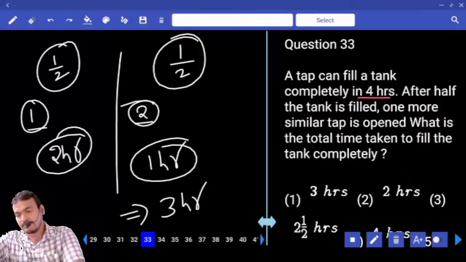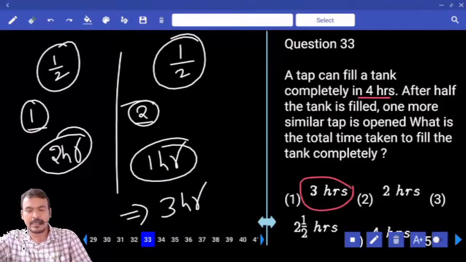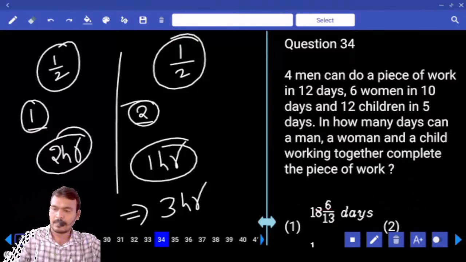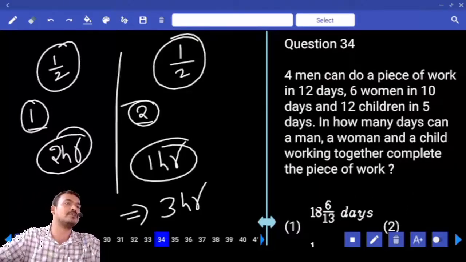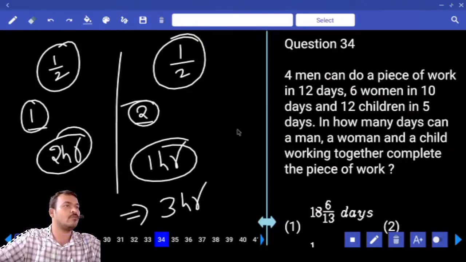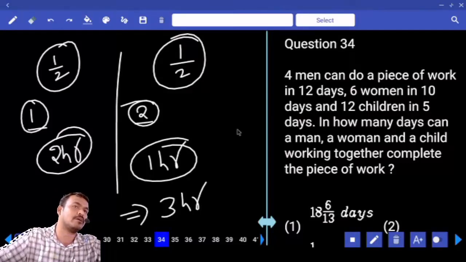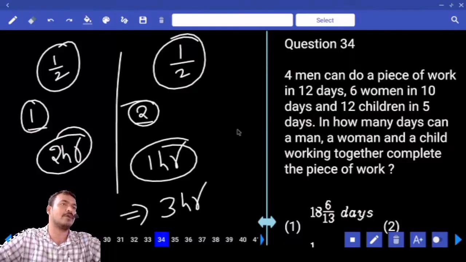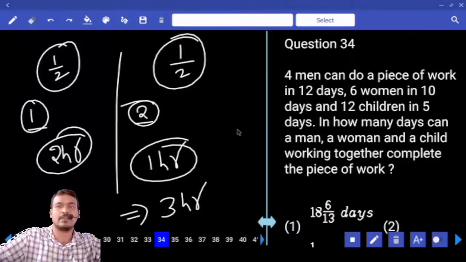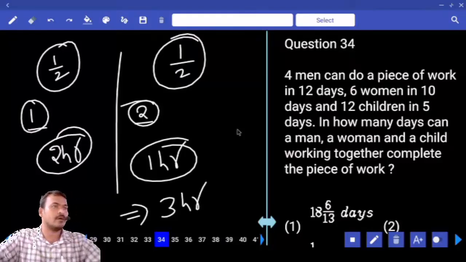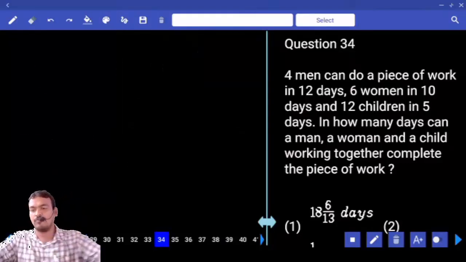Next, two pipes means more efficiency or less efficiency? More efficiency. Obviously time will be less. Means the second case time compared to the first case time, obviously half time is taken.